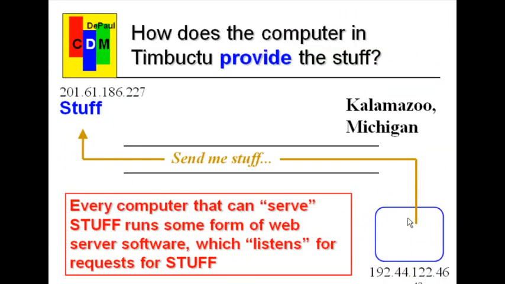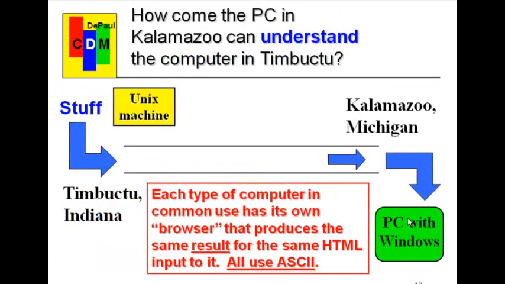And in response to that, at the left side of the screen where you see the machine in Timbuktu, its web server will respond by sending the stuff to the address from which that request came. In other words, in the lower right corner, you see 192.44.122.46. That looks pretty much like a DePaul address someplace. So the DePaul computer is requesting something from this Timbuktu computer. And in response, the machine in Timbuktu, which happens to run Unix, but it certainly understands HTML, sends the stuff through the internet down to the machine that requested it.